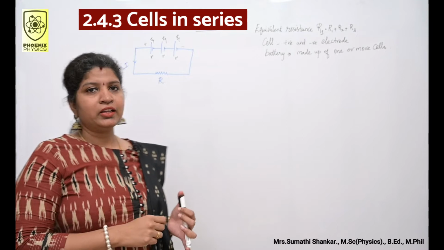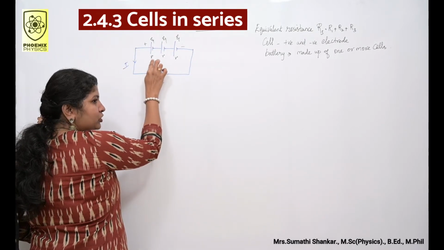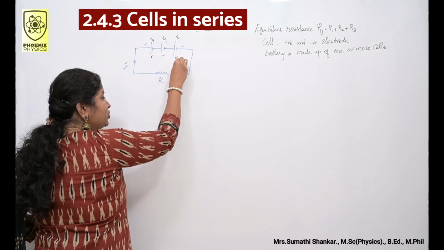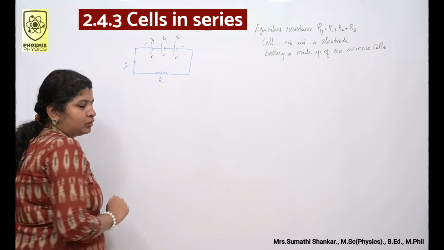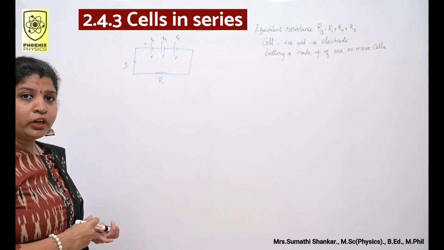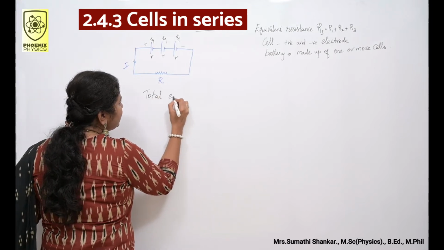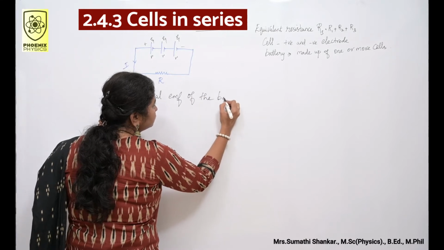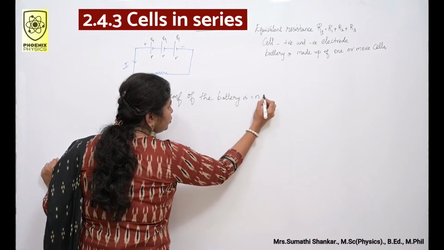Each cell has an EMF Xi and an internal resistance r. These cells are connected in series with the external resistance capital R. Then how do you calculate total EMF? The total EMF of the battery is n into Xi.